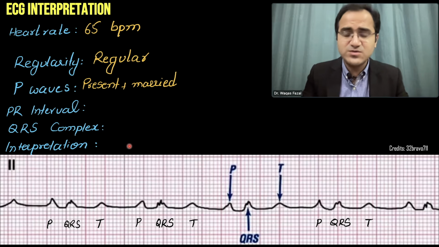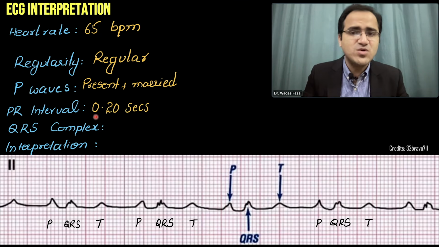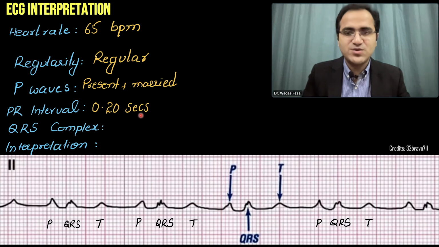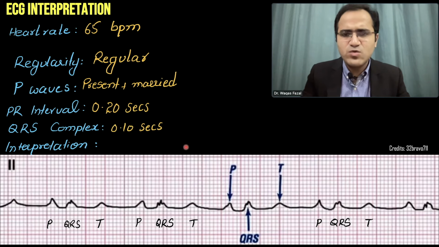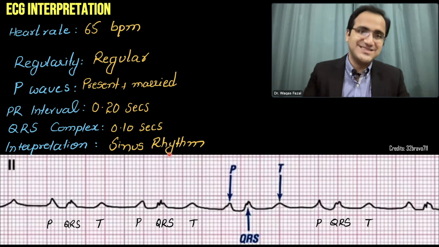Let's go to the PR interval. PR interval 1, 2, 3, 4, 5. So we have almost 0.20 seconds. It's on the upper border, but the PR interval is also normal. Now let's look at the QRS complex. We have 1, 2, and 2.5. So it is 0.10 seconds. So it's also a sinus rhythm, a sinus ECG.